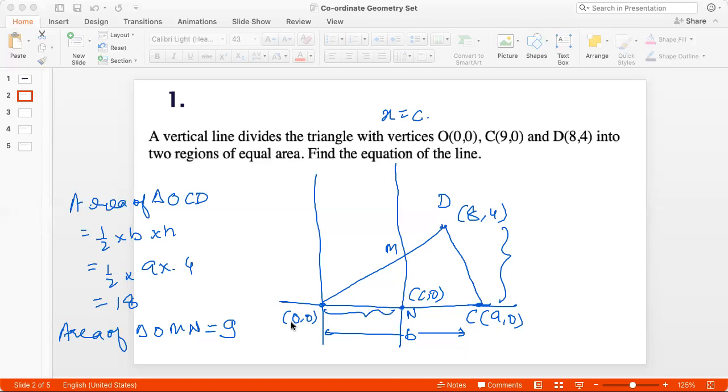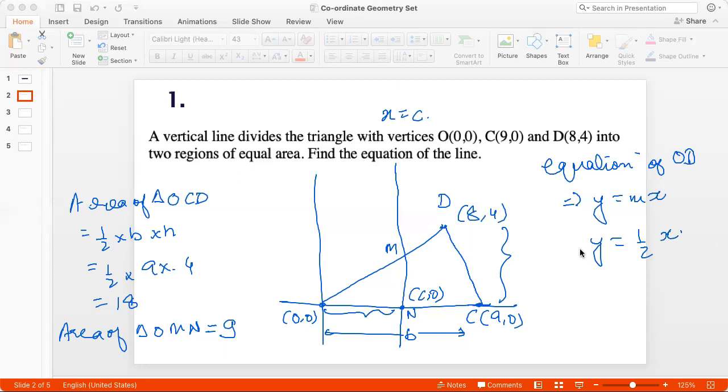For that, I need the equation of the line OD. So what is the equation of line OD? It will simply be y is equal to mx, right? Because it passes through the origin, so the y-intercept is not there. And m will simply be 1 by 2, right? 4 by 8, so y is 1 by 2 x, right?